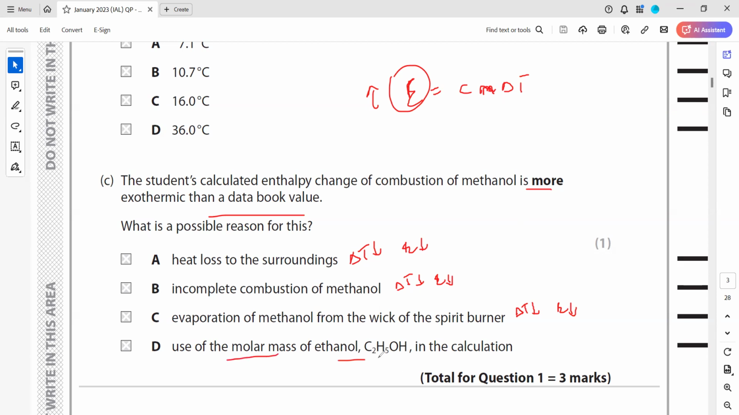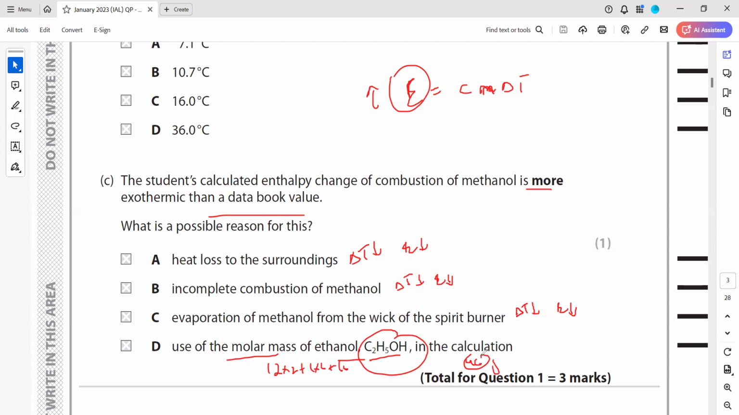Use of the molar mass of ethanol in the calculation. Which molar mass do we use? C2H5OH. So we have E equals Cm delta T. So what is the molar mass? Carbon is 12 multiplied by 2, plus hydrogen is 1 into 6, plus oxygen is 16. So this will be 24 plus 6, 30, plus 16 makes 46.